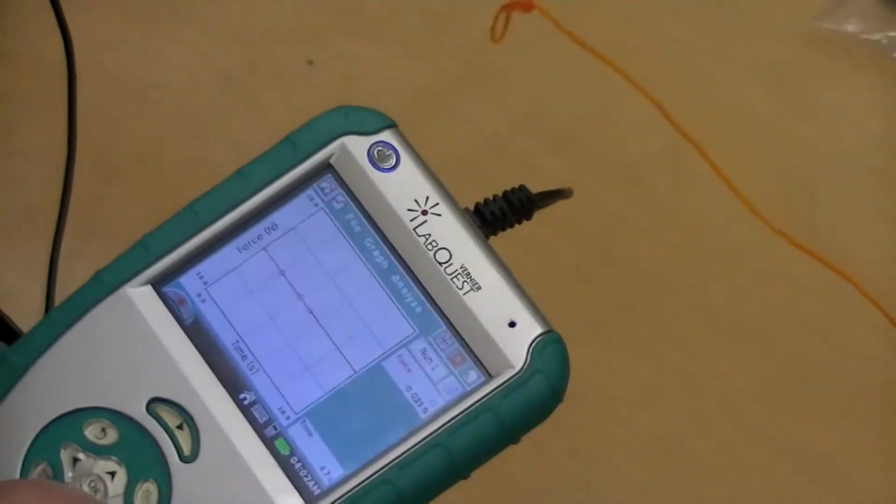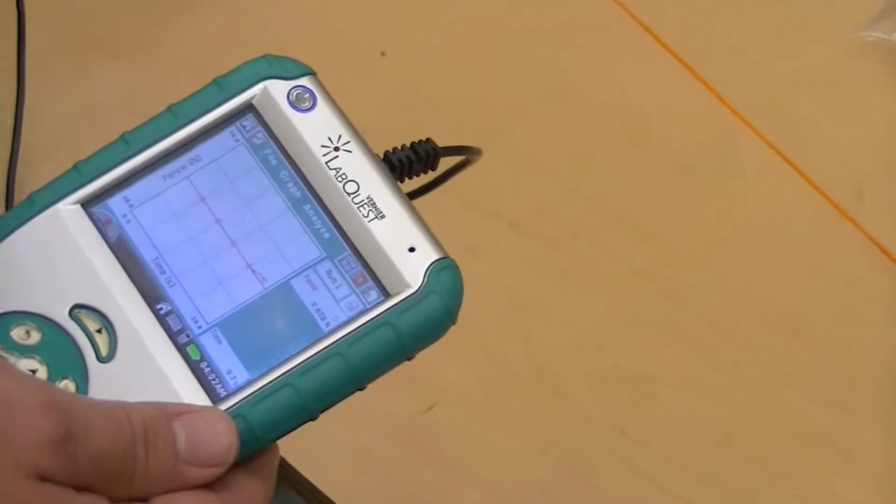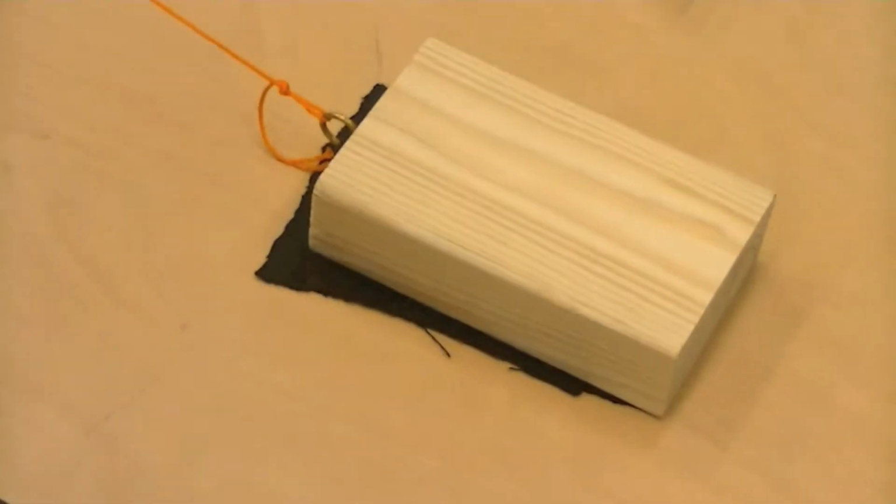We're not concerned with how long we get the data, just that we get the block moving at a constant velocity. Pull gently. I think I did a pretty good job, so I'm going to stop.